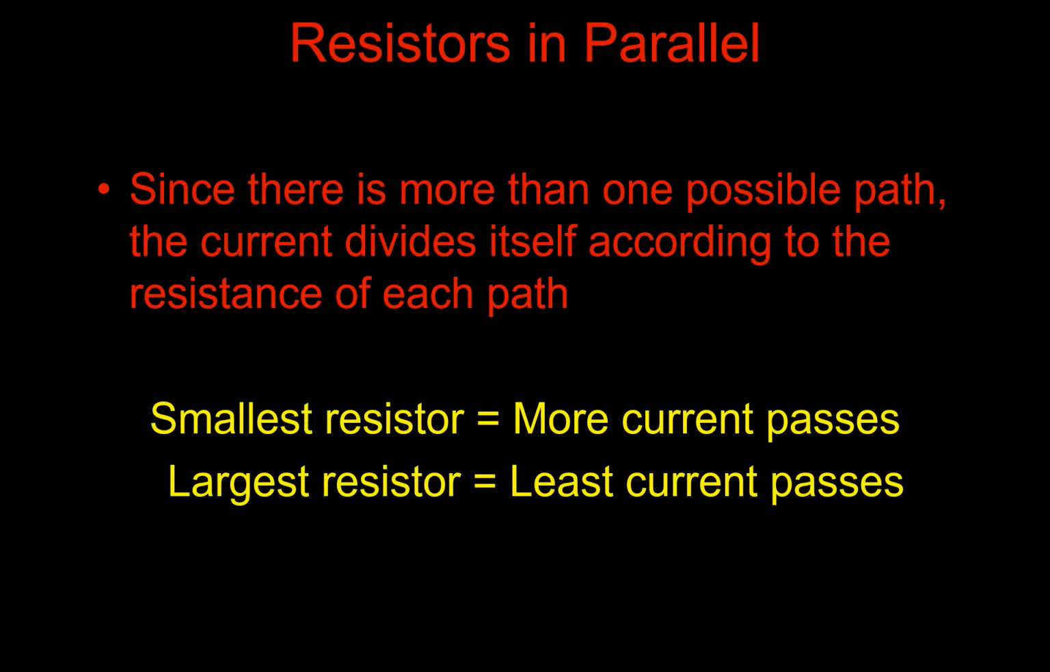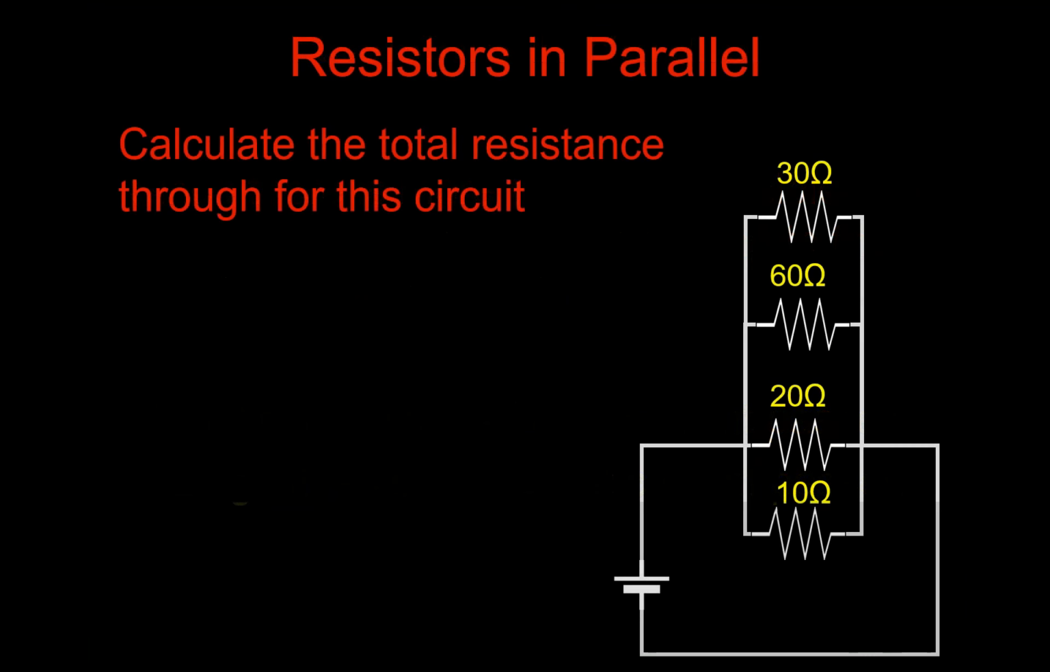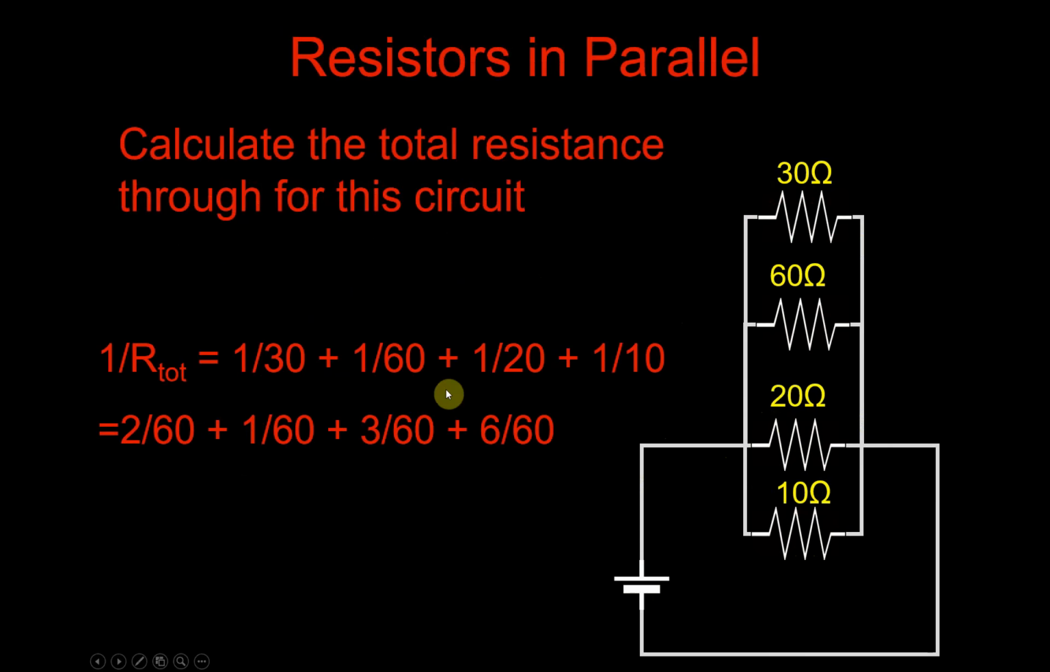So let's take a look at a parallel example. So for resistors in parallel, if we wanted to find the total resistance for this circuit, we'd have to add our 30, 60, 20 and 10 ohm resistors here that are constructed in parallel. So here's our battery, the electricity will come in here and split four ways proportionally to the resistances here. And that means 1 over the total resistance will be 1 over 30 plus 1 over 60 plus 1 over 20 plus 1 over 10.